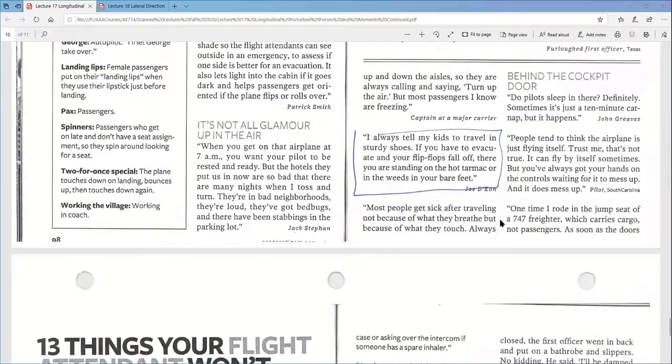Almost done here. Oh, this is an important thing that most people don't pay attention to. Travel in sturdy shoes, not flip-flops, even if you're going to Hawaii or the Bahamas. Because if for some reason you need to evacuate the plane and you're in flip-flops and the runway's on fire, that could be a problem. Or if you're just going across the runway and there's debris.